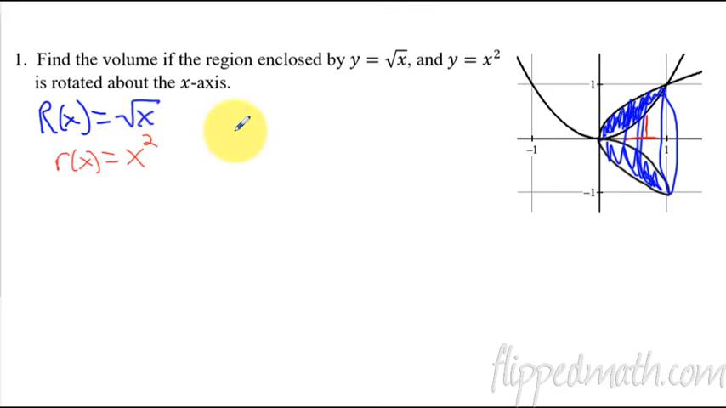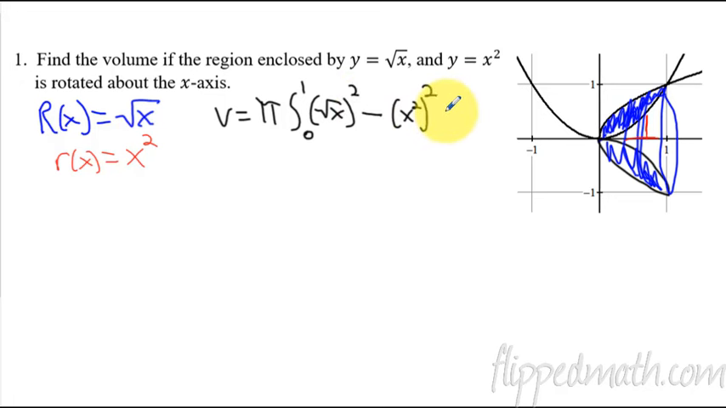And now let's set up our volume. So volume is going to equal pi, don't forget your pi, integral from a to b, so from 0 to 1, of the larger radius, which is the square root of x, squared, minus the little radius, which is x squared, and then we square that. So we square each of the radii individually, with respect to x. All right, so now all there is is doing the calculus part of evaluating this integral. From 0 to 1, this becomes x minus x to the fourth with respect to x.